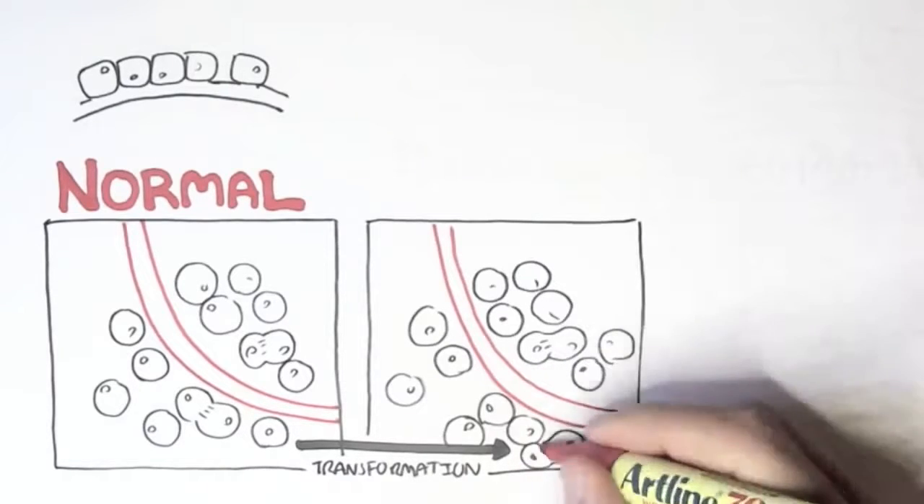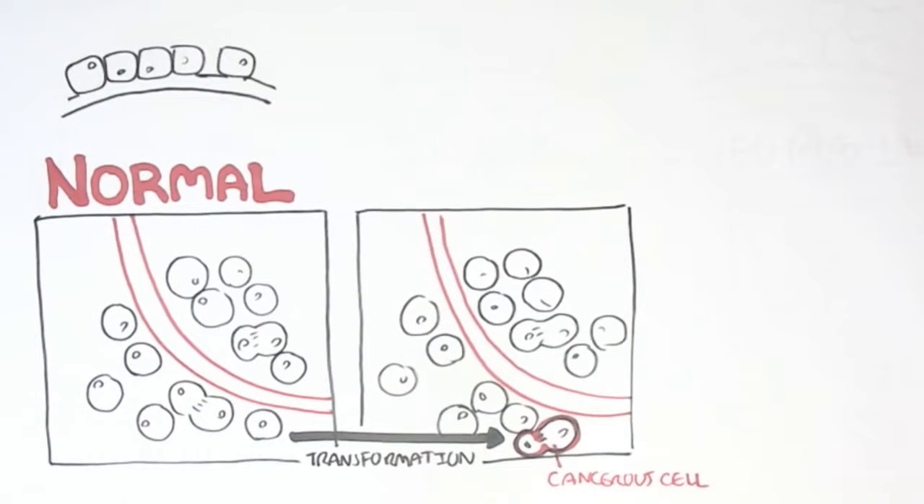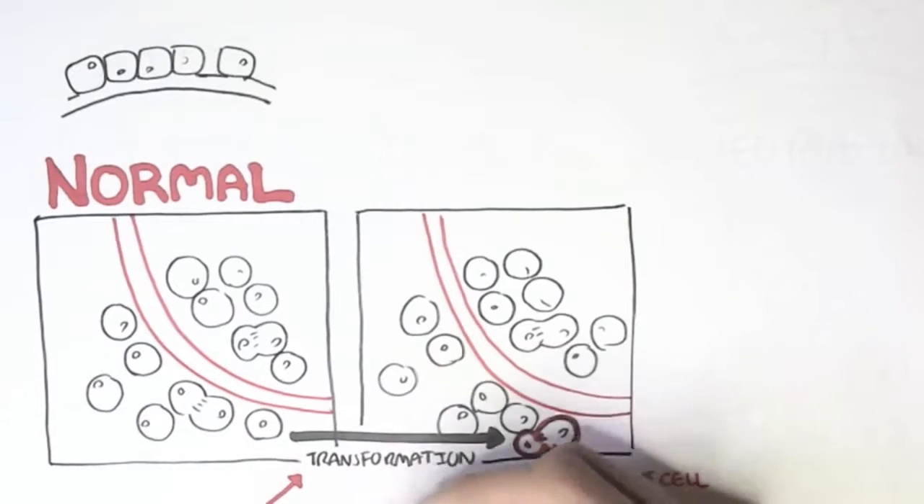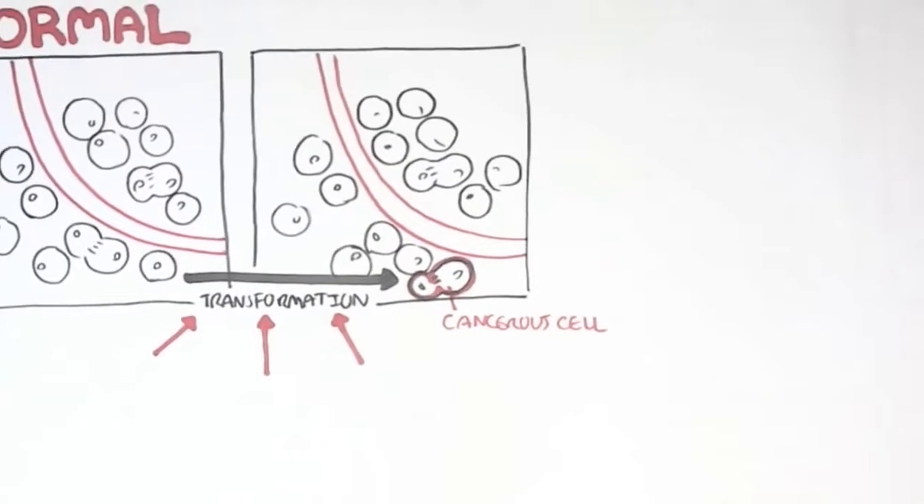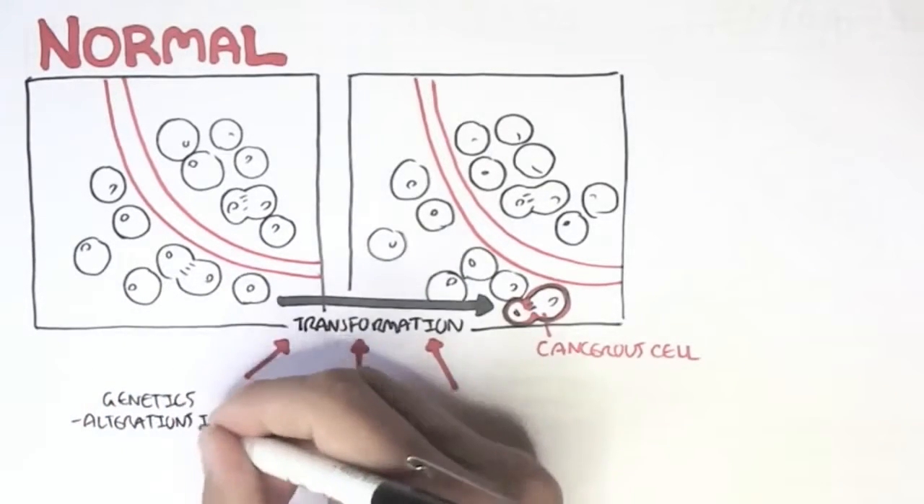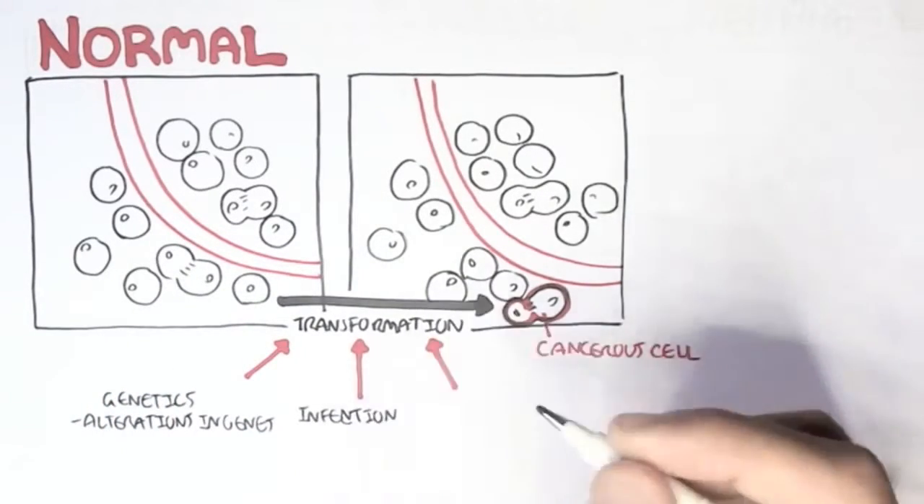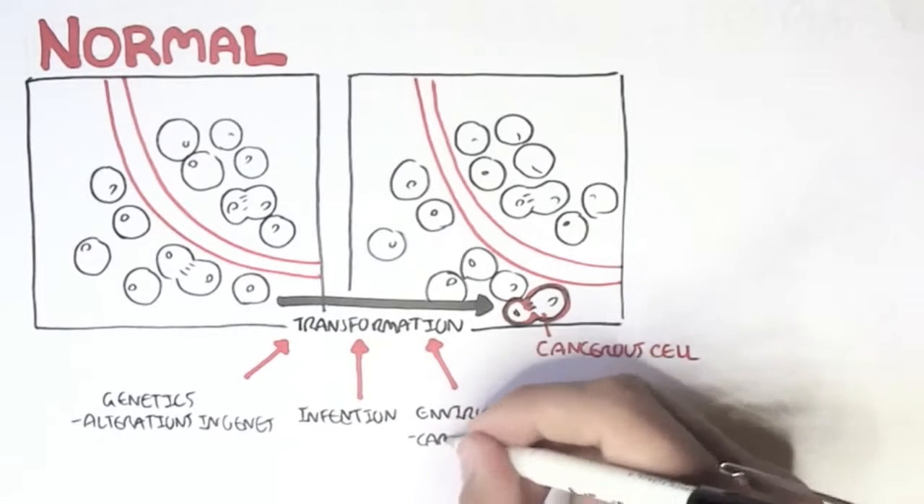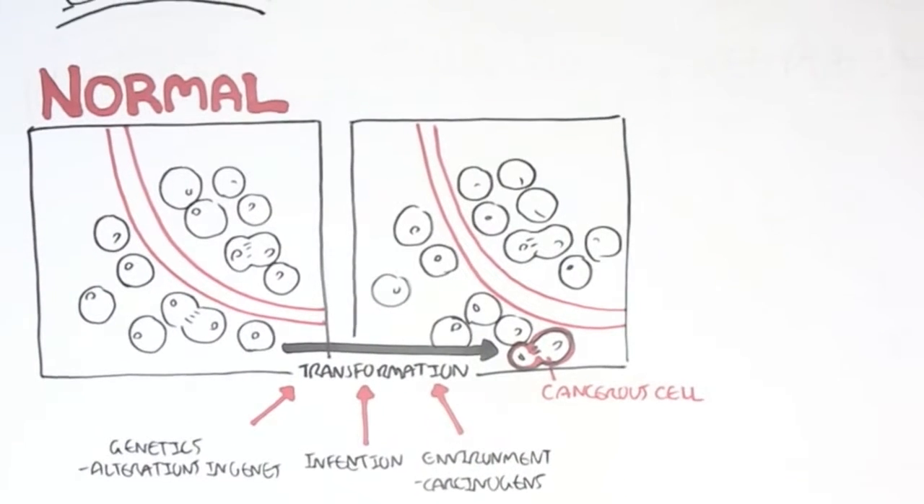When a healthy cell turns into a cancerous cell, the process is known as transformation. This can be caused by genetic changes, where you can have alterations in the genes. It can be caused by an infection, or by an environmental factor, such as carcinogens. Recently, it has been said that air pollution is one of the main causes of cancer. So this is the main environmental factor. These genetic mutations, infections, and environmental factors are basically the causes of cancer.